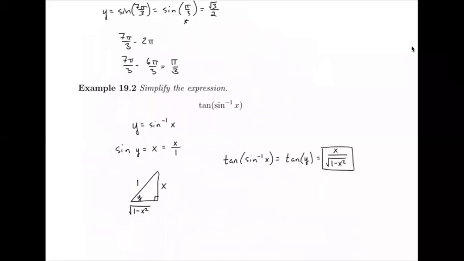Okay, tangent of sine inverse of x. So this one does not have a number, but they ask us to simplify this expression. So what we'll do is the same game we played before. Let's take the inner argument and we'll just call it something. Sine inverse of x. Well, let's say that that's y.